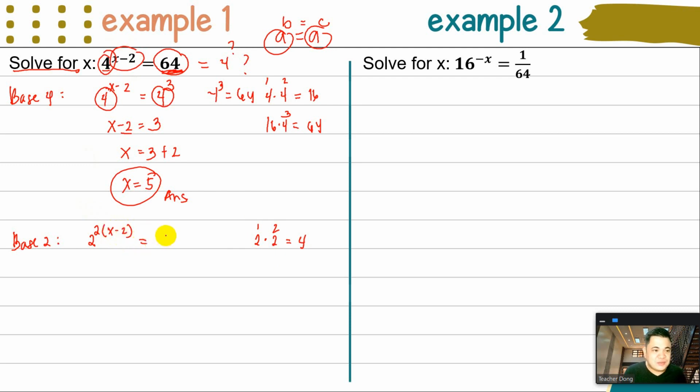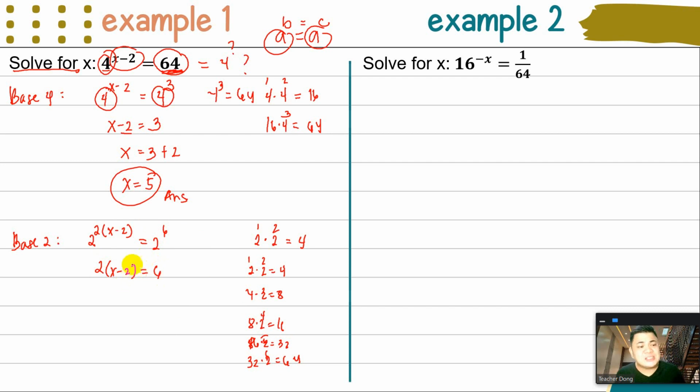And then for 64, how many 2s will you multiply to get 64? So let's start with 2 times 2 equals 4. 4 times 2 equals 8. Then 8 times 2 equals 16. 16 times 2 is 32. And lastly, 32 times 2 is 64. And then you now count: 1, 2, 3, 4, 5, 6. So 2 raised to the power of 6 is equal to 64. Can we now equate, teacher? Yes. So you bring down 2 times x minus 2 equals 6.